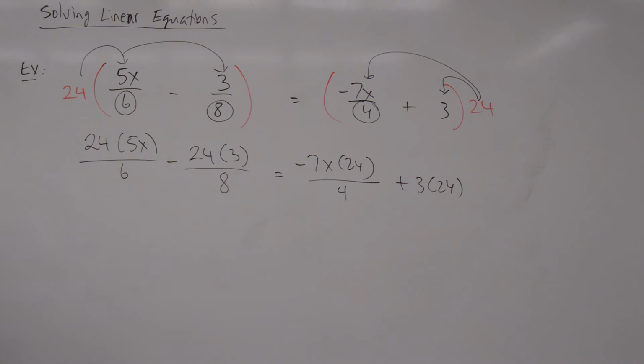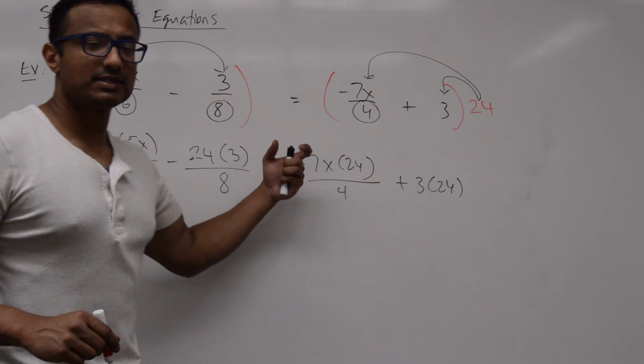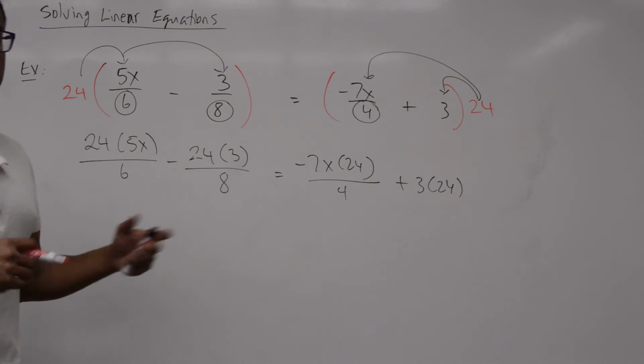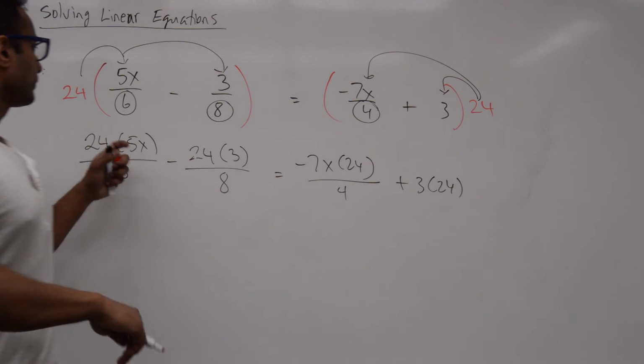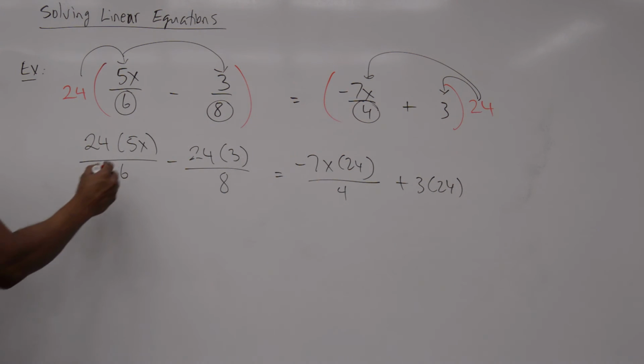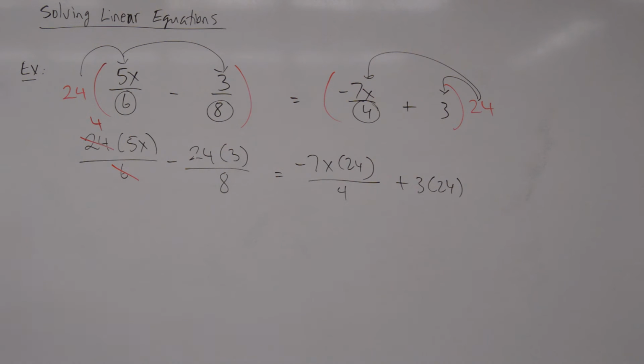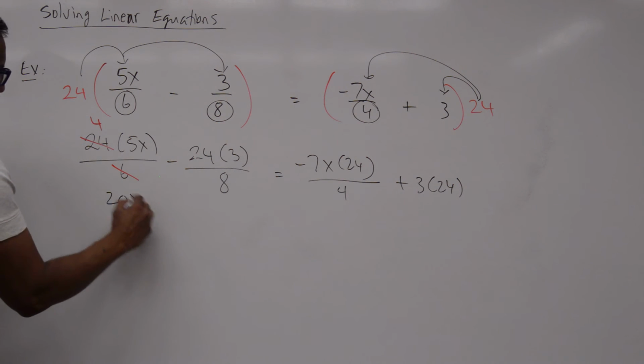Okay, let's simplify this. By the way, notice that on this side, I put the 5x and the 3 in parentheses. On this side, I put the 24 in parentheses. Because it's multiplication, it doesn't matter which one you put in parentheses. But use parentheses to separate the two terms. Okay, let's simplify this. 6 goes into 24 4 times. 4 times 5 is going to be 20x.